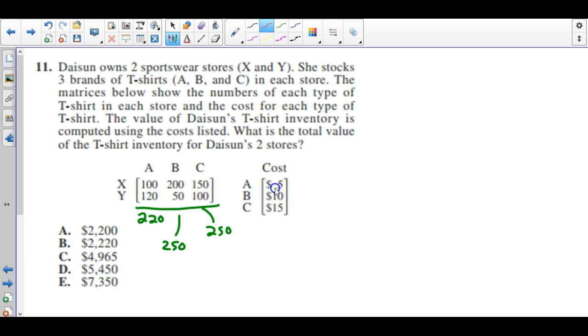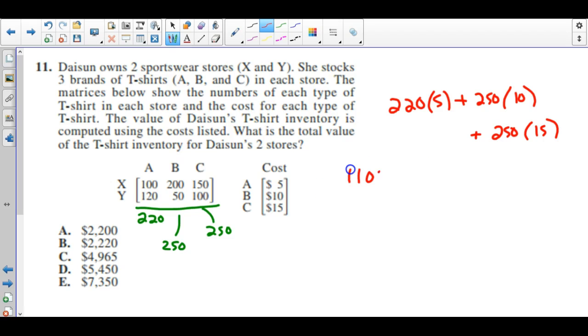So my 220, which was the sum of the first column, I'm going to multiply by that 5 because that was the cost here. And to that, I'm going to add my 250 from my second column and multiply that by the $10, and then add to that the 250 of the third column and multiply that by 15. So what I'm going to end up with is 1100 plus 2500 plus 3750, and I get a grand total inventory of $7,350.